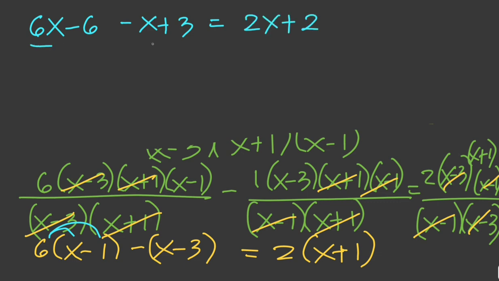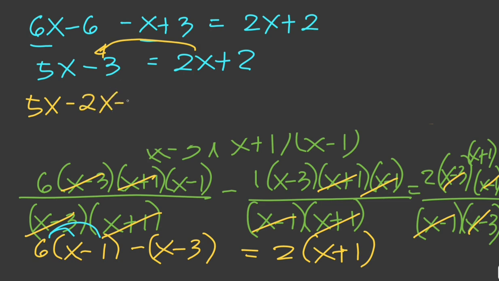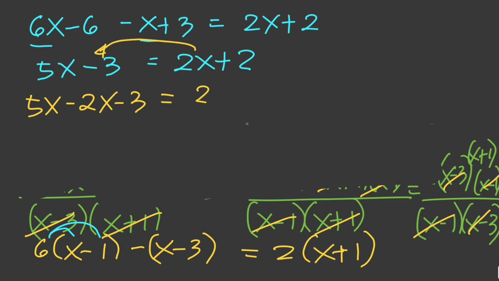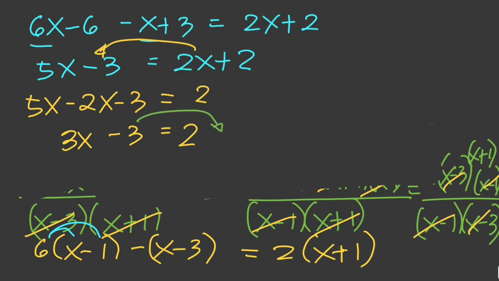Then we group like terms. 6x minus x is 5x. Then negative 6 plus 3 is negative 3. We have 2x plus 2. Then we transpose 2x here. This would become 5x minus 2x minus 3 equals 2. Then 5x minus 2x is just 3x. So 3x minus 3 equals 2. Then we transpose negative 3 to the right, so it becomes positive 3. So this is 3x equals 2 plus 3.